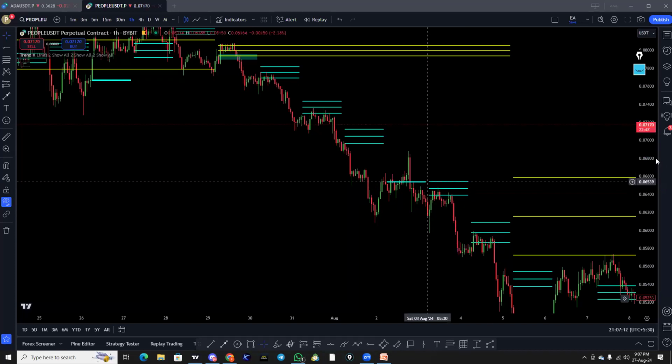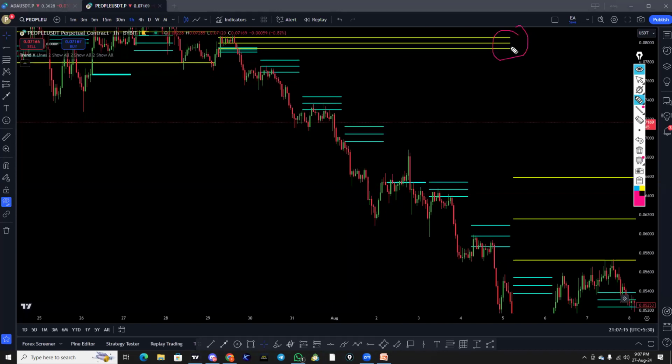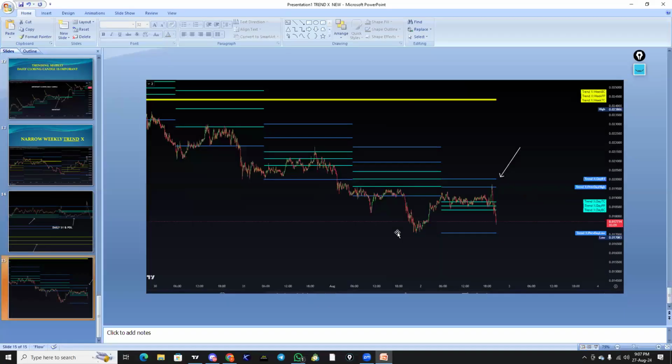So now when candles are below weekly, if candles are above daily trend X, then we should look at short positions from the previous day high and R1. Right now, I'll just go to the PPT. Now you can see very clearly this was a weekly narrow, and every day it was taking resistance from daily trend X. Finally, it was above daily trend X. So our short trades will be from the previous day high and R1.